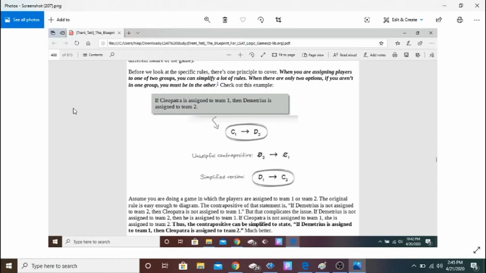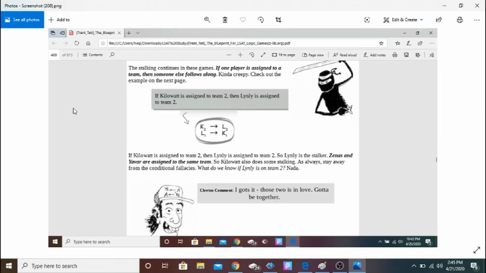Very simple. The stalking relationship is also as prevalent as ever. If Kiowa is assigned to Team 2, then L is assigned to Team 2. So basically, if L was in Team 1, then K will be in Team 1. However, be careful not to confuse these two as being in love or in a love relationship.